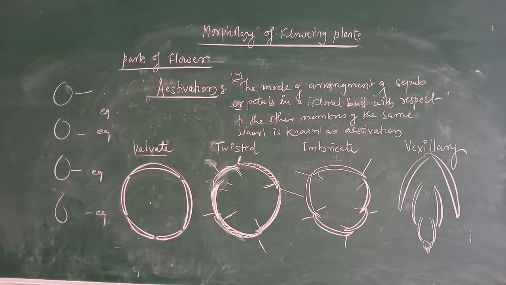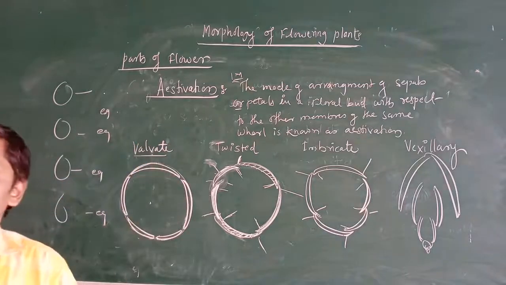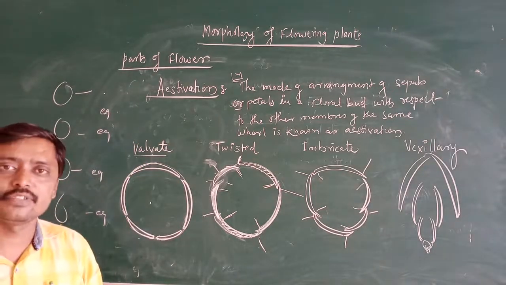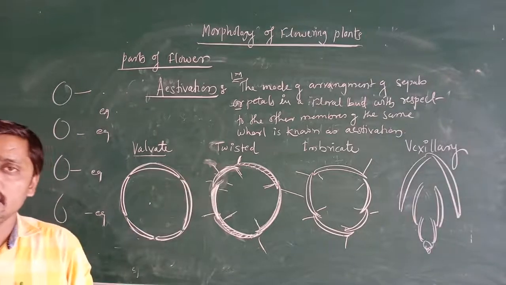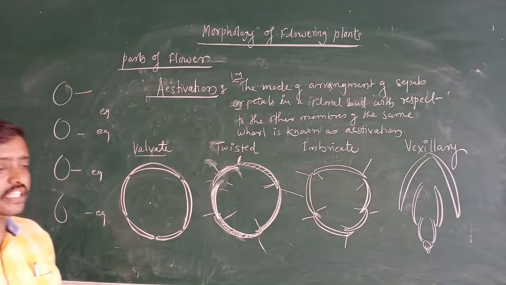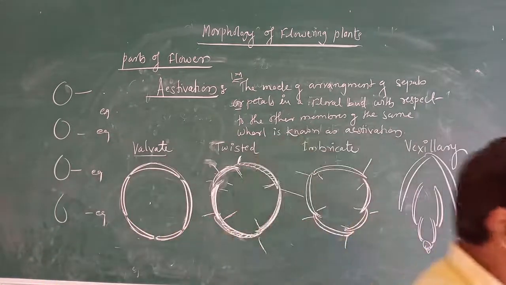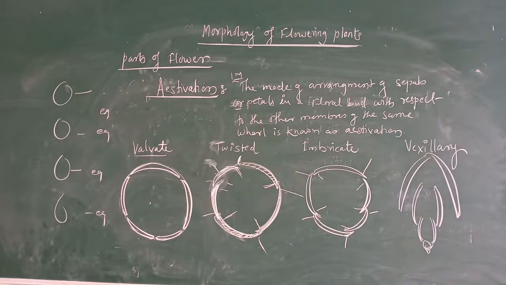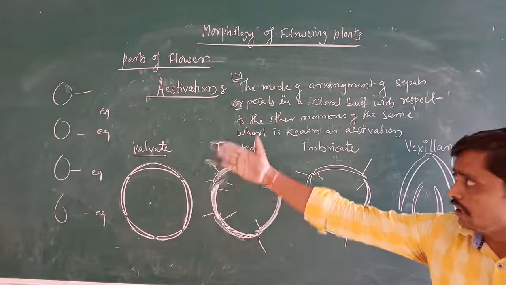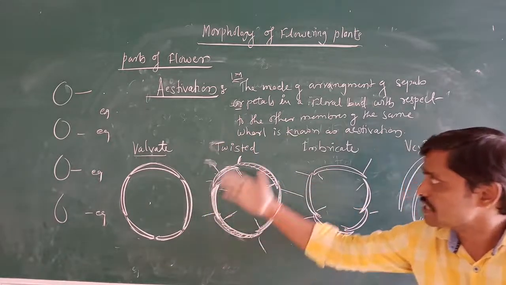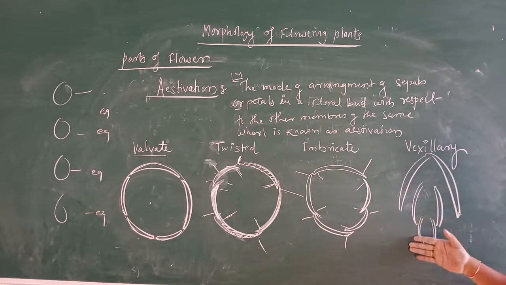The different kinds of aestivations are valvate, twisted, imbricate and axillary. And this is the most popular or common question. So many times this question appears in the final examination. Like what is aestivation and explain the different types of aestivation with examples. That time we are going to write the examples for each. That's why I told you go through the book and write down the example for valvate aestivation, twisted aestivation, imbricate aestivation and axillary aestivation.